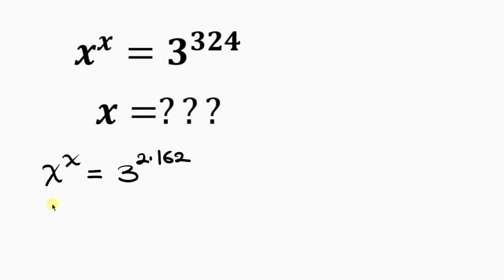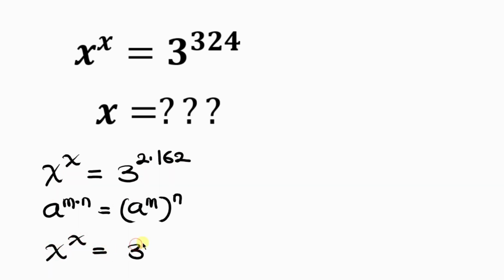Very good. Now, I'm going to be applying the property of indices that says that when I have a to the power of m times n, this is the same as writing a to the power of m, raised to the power of n. I will apply this here. So our expression now becomes x to the x equal to 3 squared, raised to the power of 162. That is it. So this reduces to x to the x equal to, now 3 squared is 9, to the power of 162. Very good.